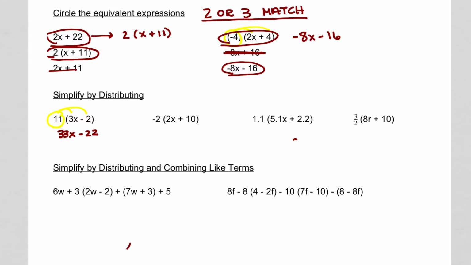You need to be able to do it when there's a positive out front, but what if there's a negative out front? Well, you do the same thing, but you make sure that that negative sticks with it. So -2 times 2x is -4x. -2 times 10 is -20. There you go. Well, what if it is a decimal? If it's a decimal, it doesn't matter. You do the same thing.